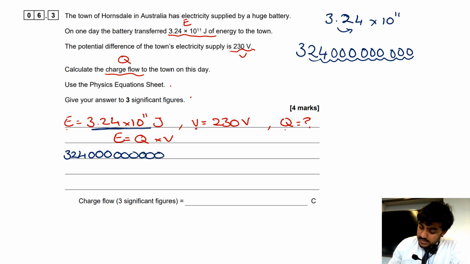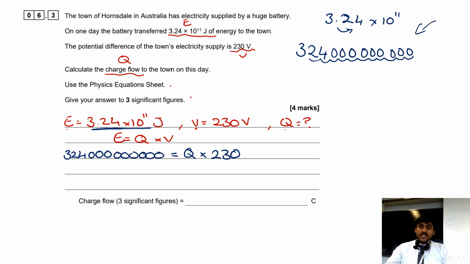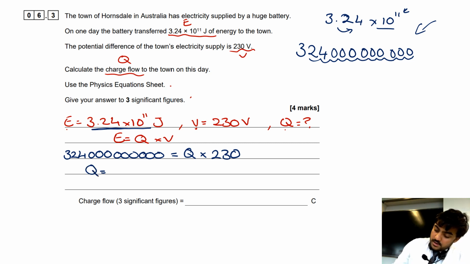324,000,000,000,000 is equal to Q times by potential difference 230. Now, why would I normally not bother with this? Well, it's because you can plug standard forms into your calculator. You can just type in the times 10 to the button, which is normally at the bottom, and type in times 11, and that number is perfectly fine. Alright, so now we do a bit of rearranging of the equation to make Q equal to that number.